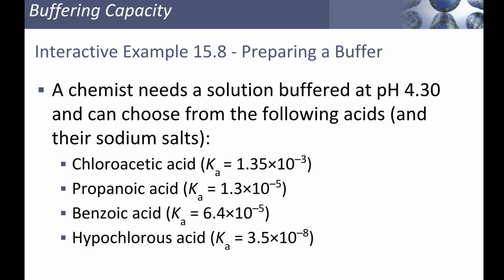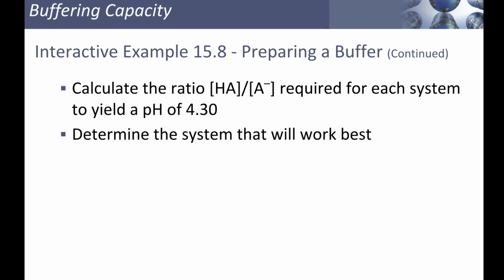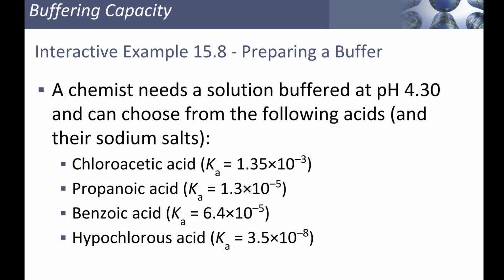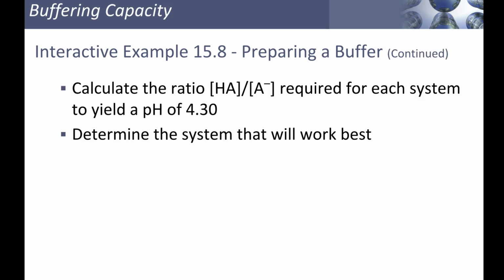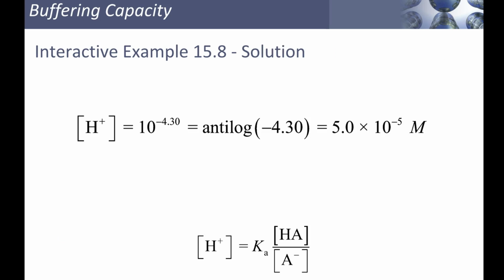So, which one would you use? In other words, if you had a ratio of HA and A minus to be log of 1, right? So the same concentration. Your pH would be based on what? The pKa.